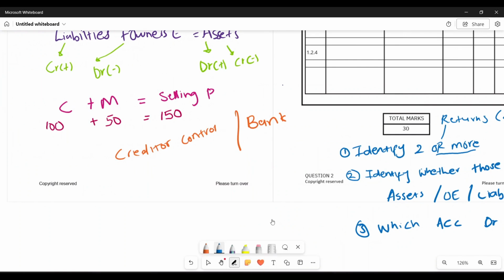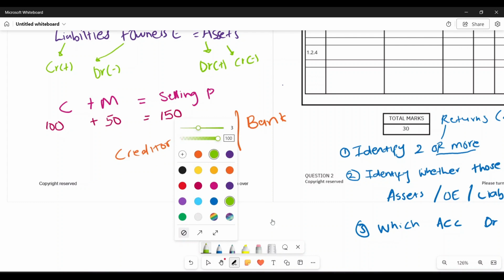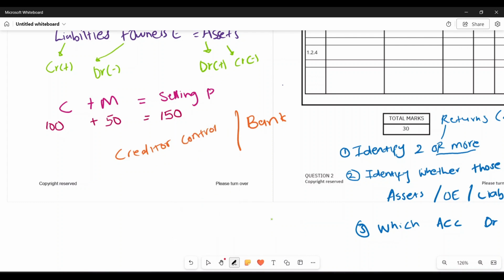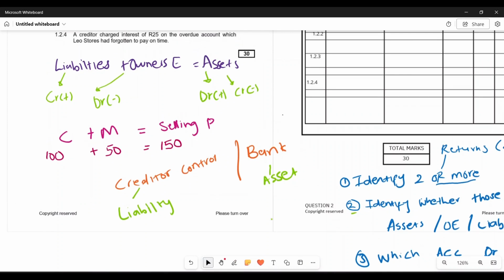Now, secondly, I need to ask myself, what is my creditors control account? Is it an owner's equity, an asset or a liability account? Creditors control is your liability account, and bank is an asset account. Right, now this is step 2. What about step 3? Identify which account would be debited and which one would be credited.